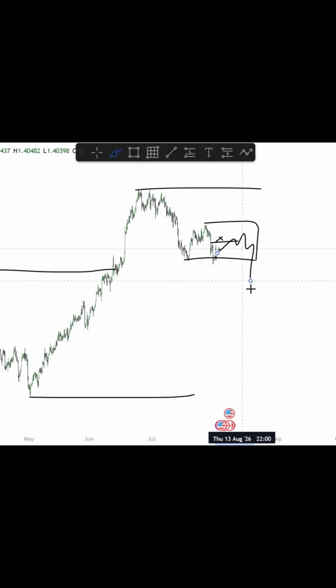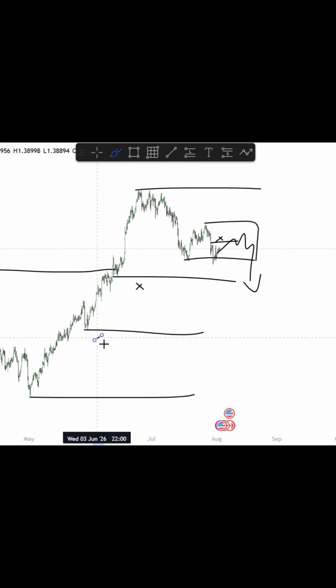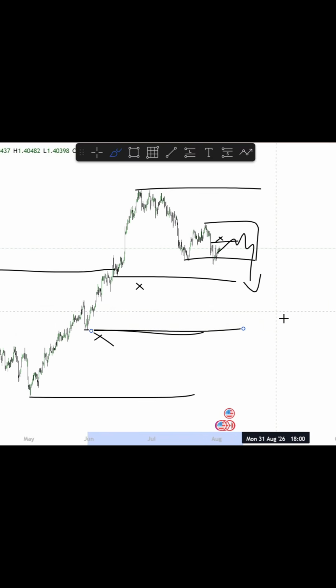If we take this out and see that structural shift, I'll be happy to trade it down at least towards this low, but ideally, at an ultimate, I'd like to see this one get taken. But we will see what happens at these different levels.